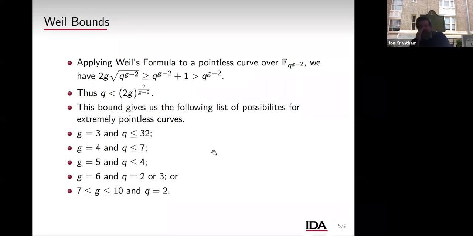And just from this bound, you can say that for genus 3 curves, you have this bound up to Q less than or equal to 32. Genus 4, it's even smaller. Genus 5, there are only 3 possible fields. Genus 6, there are 2, and 7 through 10 is only going to be binary curves that could possibly give you an extremely pointless curve.